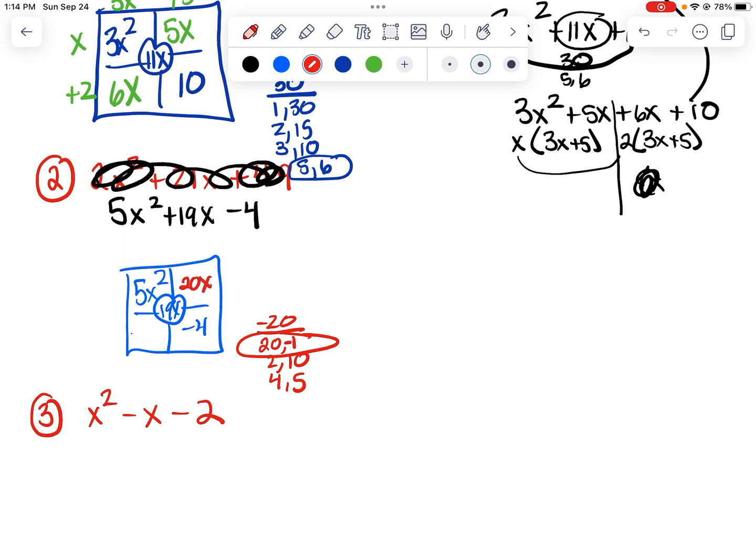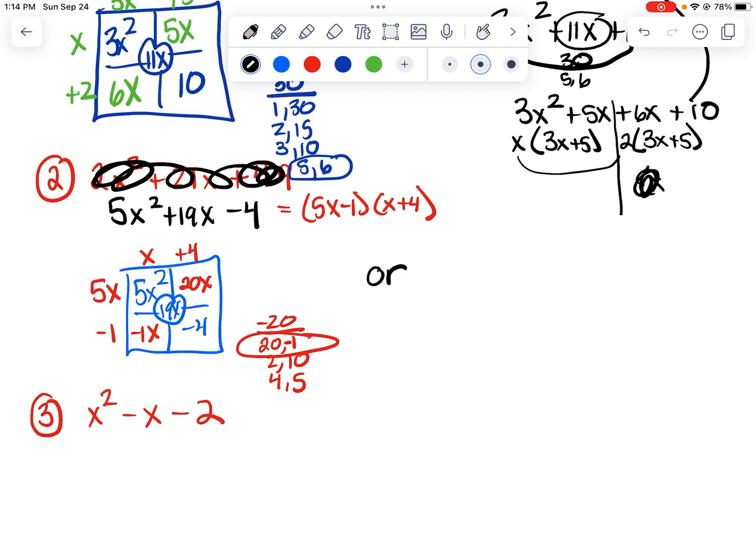So 20x and negative 1x. Yep, if I add those reds together, I get that blue circle. Now, what's going to go on the outside? To get this 5x squared, I'm going to put a 5x here and an x on top. That gives us 5x squared. 5x times what gives us 20x is plus 4. x times what gives us negative 1x is negative 1. So this factors into (5x minus 1) and (x plus 4).